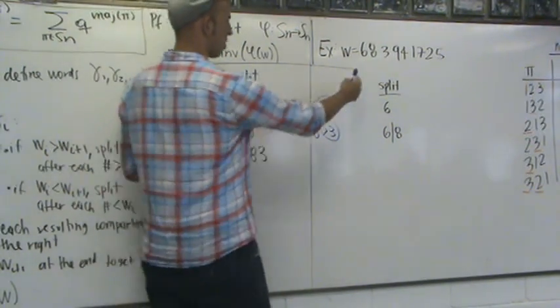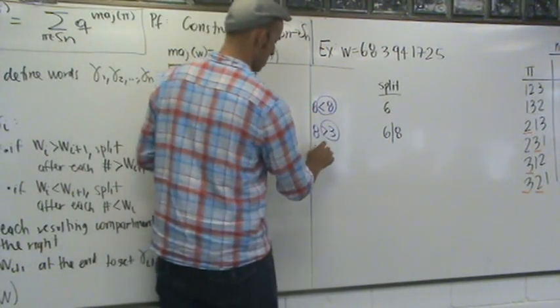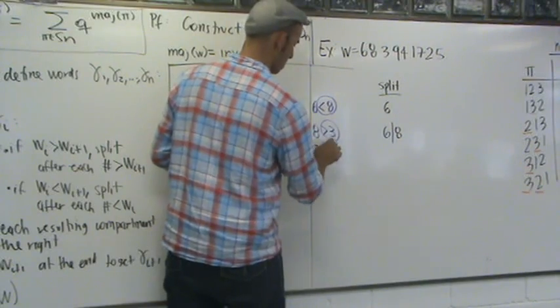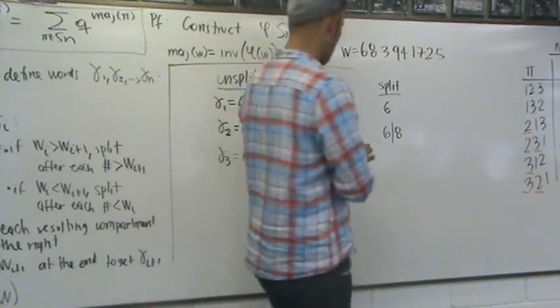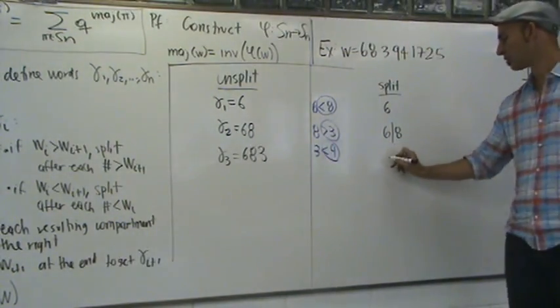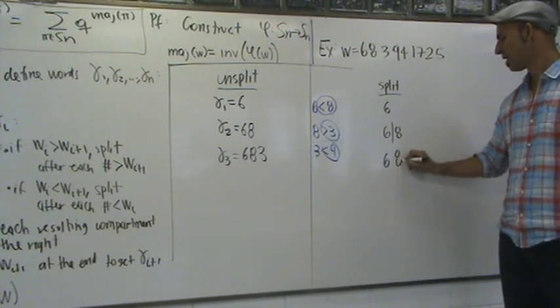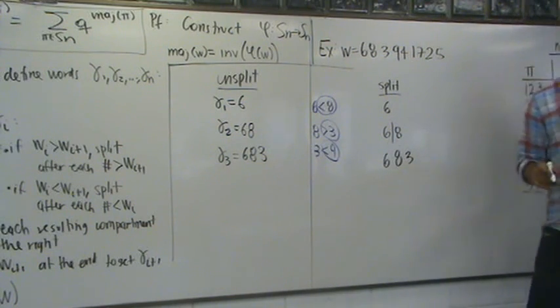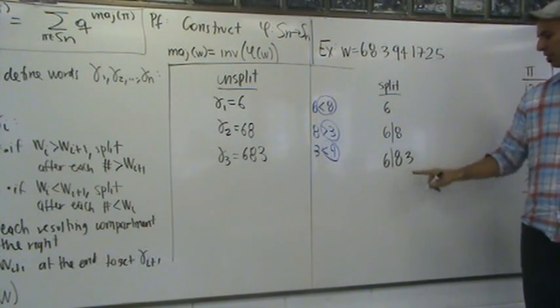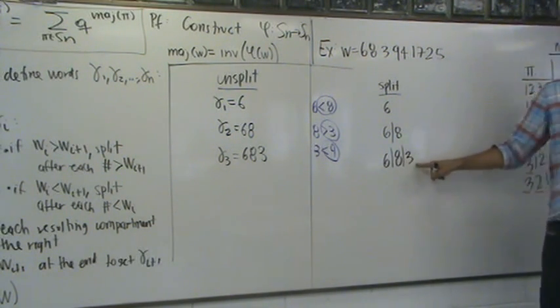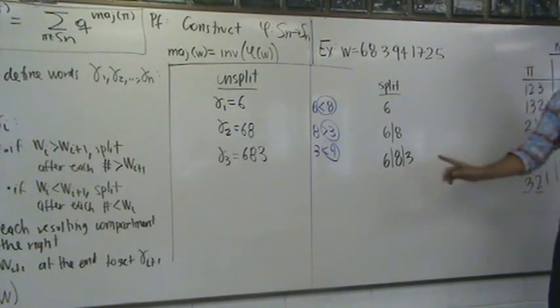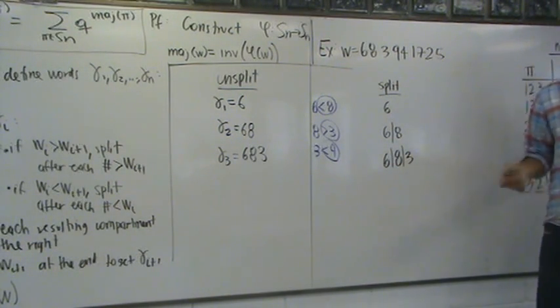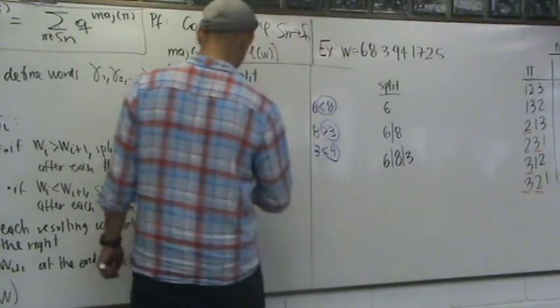And then I do the same thing. I compare the 3 and the 9. 3 is less than 9. And so now I hope my splitting is starting to become a little bit clearer. I take the 6, the 8, and the 3, and I split after each number less than 9. 6 is less than 9, I split. 8 is less than 9, I split. And here I don't need to split because it's the end. Rotating is trivial, rotating is trivial. So let me go to the next one.